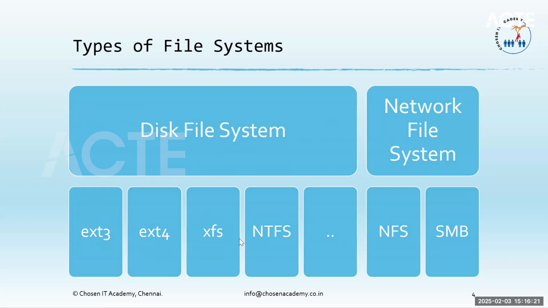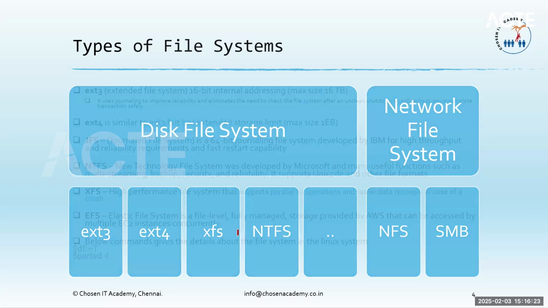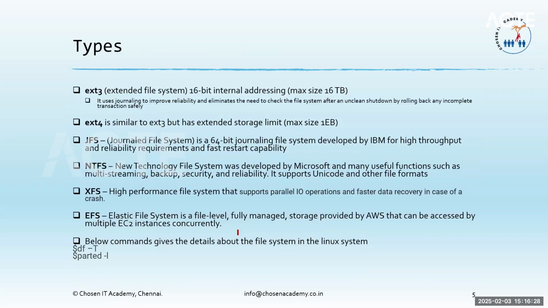Okay, so the file system types. We have the ext versions that we have seen. One word about all of these: ext stands for extended file system. It has 16-bit internal addressing, and it can hold a maximum size of 16 TB. Later we had ext4, which was very similar to ext3, but has an extended storage limit, of maximum 1 EB.